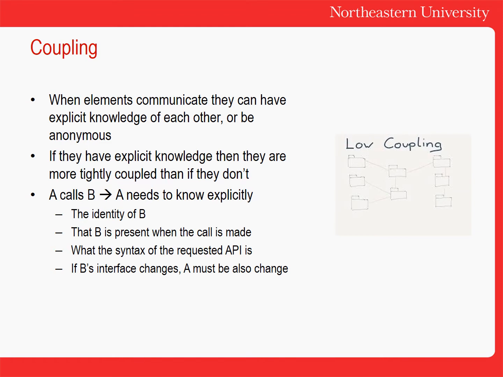A needs to know the syntax of the requested API that B offers, so it needs to know exactly how to call B. And this also implies that if B's interface changes, you add a parameter or you change the return type, then you must also make a change to A. So there's a dependency there.